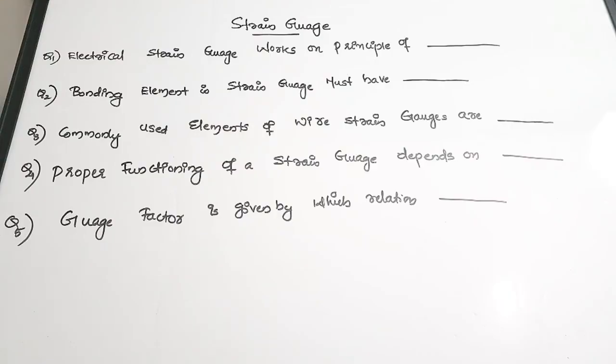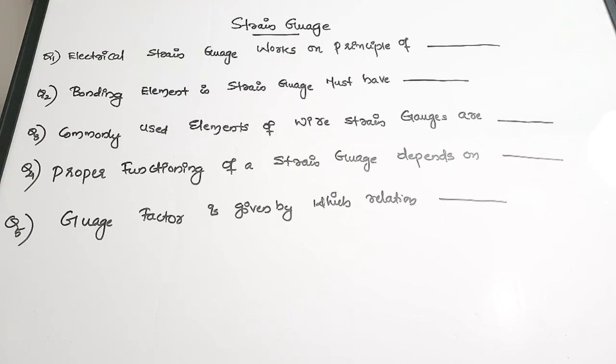Next, we are going to see some important questions from the strain gauge topic. The first question is, electrical strain gauge works on the principle of dash. I'll read out the options for you. A, variation in resistance, B, variation of capacitance, C, variation of inductance, D, variation of area. So the correct answer is A, variation of resistance.